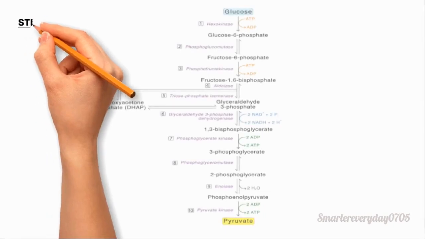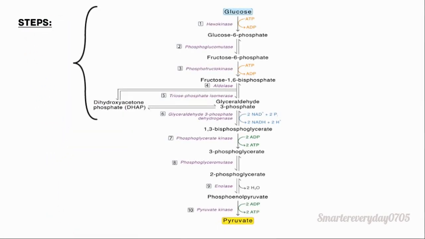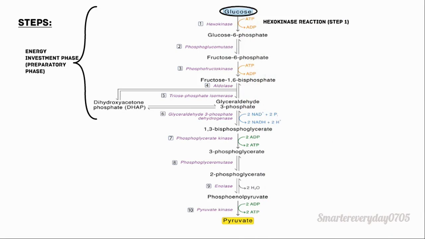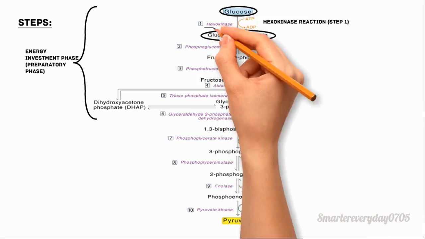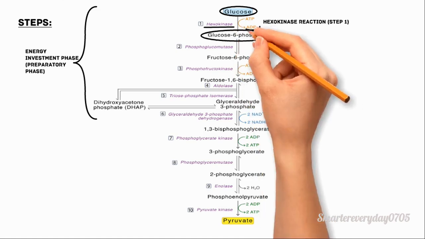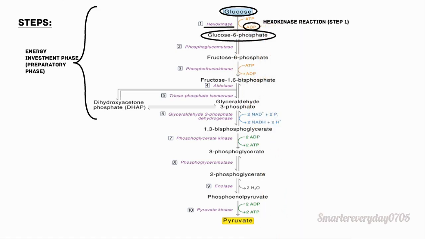Steps of glycolysis. Energy investment phase. Step 1. Hexokinase reaction. Here glucose is converted to glucose 6-phosphate. Hexokinase is the enzyme helping for this. Here ATP is also converted to ADP. This phosphorylation of glucose traps it inside the cell, since glucose 6-phosphate cannot easily cross the cell membrane.